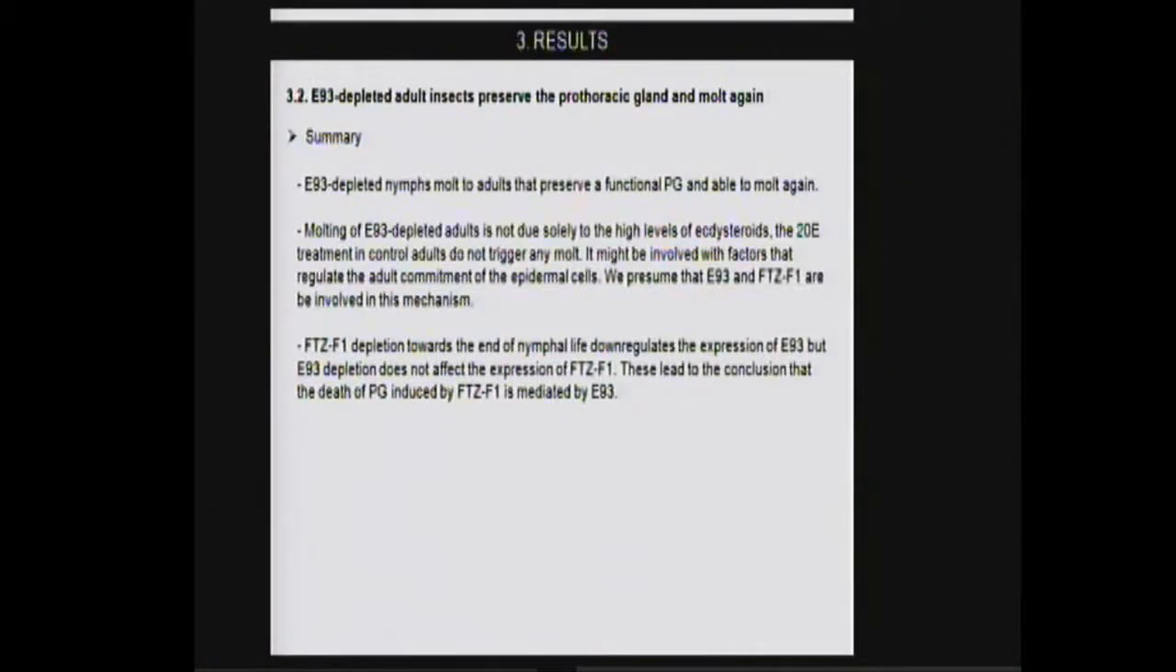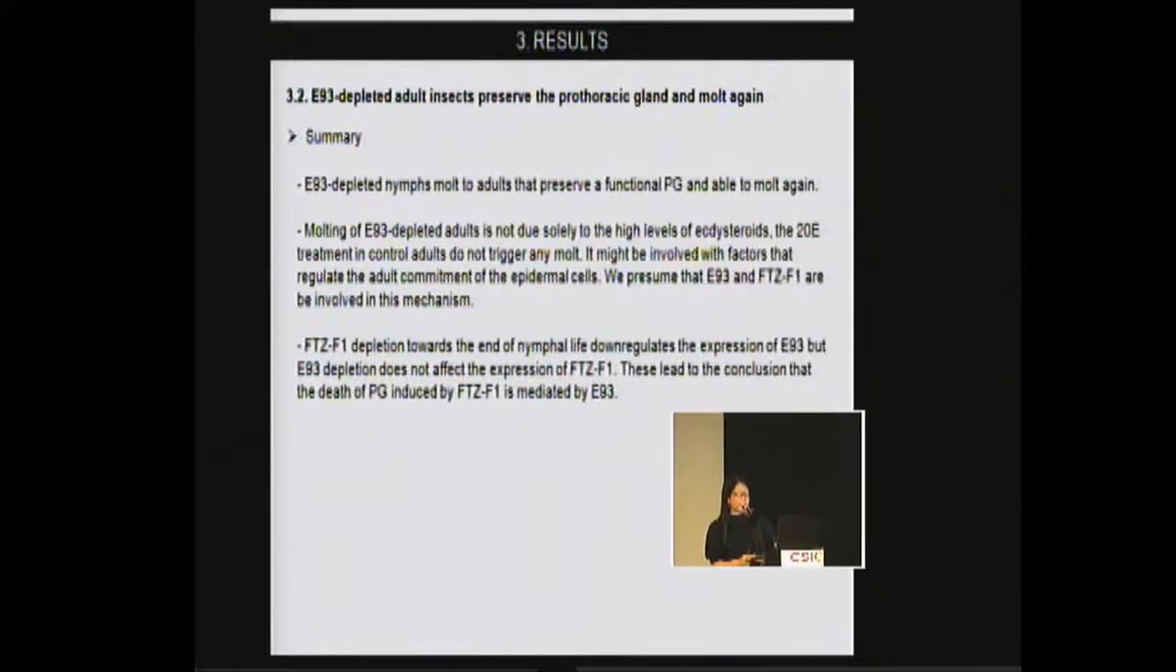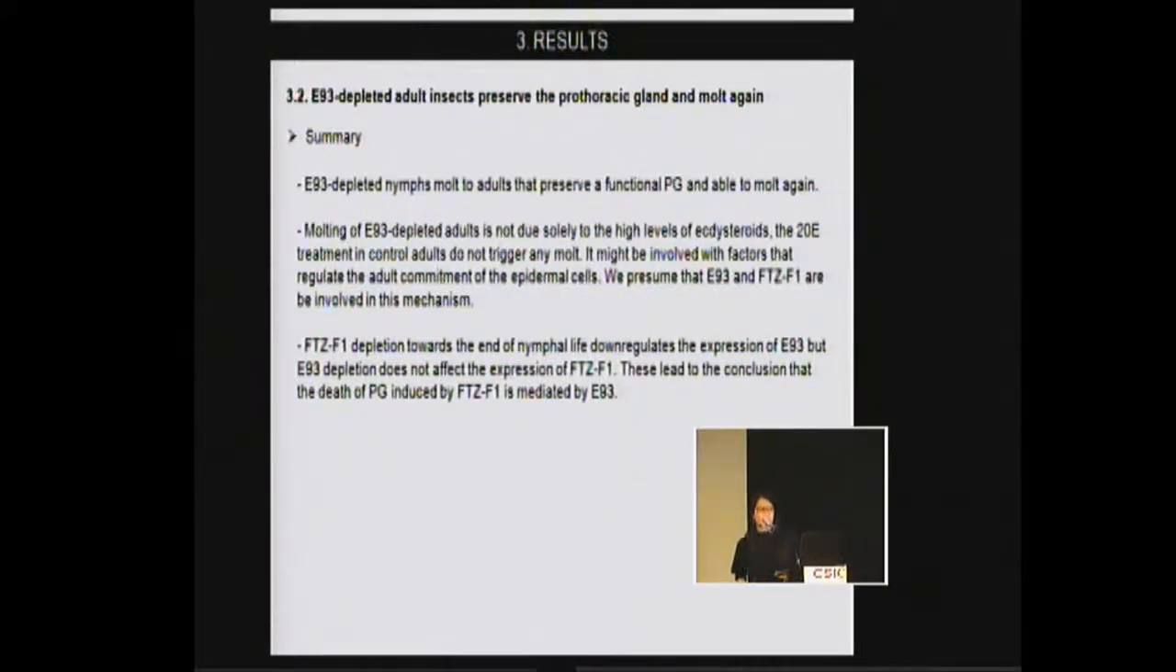Okay. And this is the summary of the second section. So first, E93-depleted nymphs can morph to adults that preserve the prothoracic gland, and this gland is functional, and it causes the animal to be able to morph again in the adult stage.